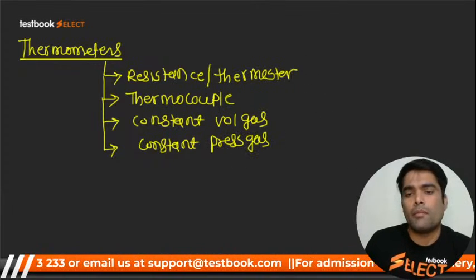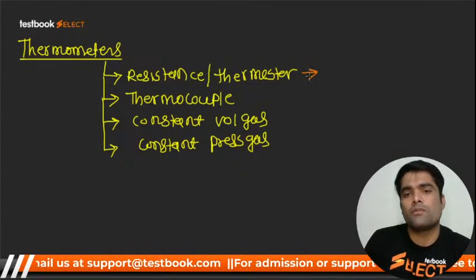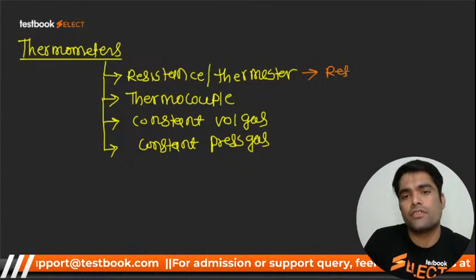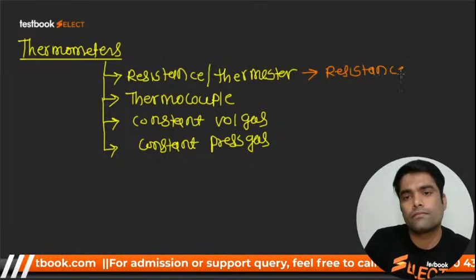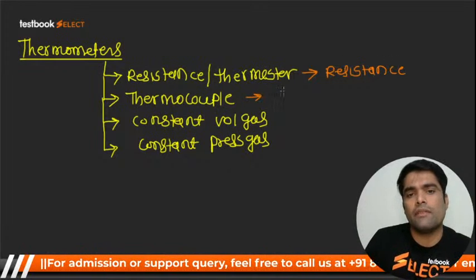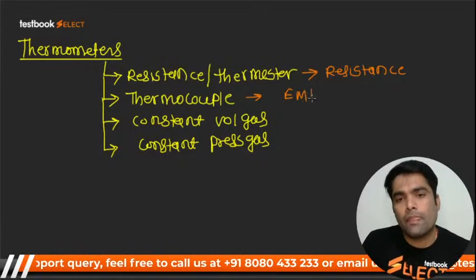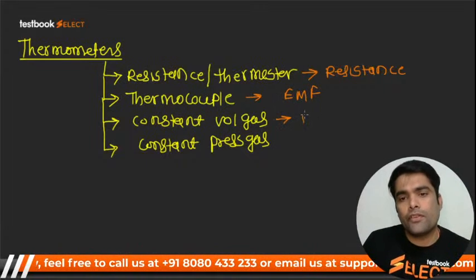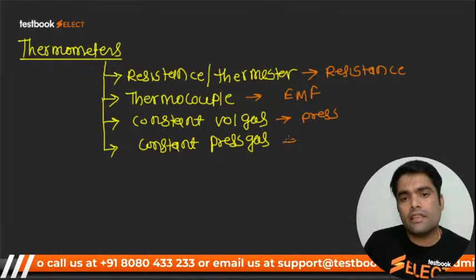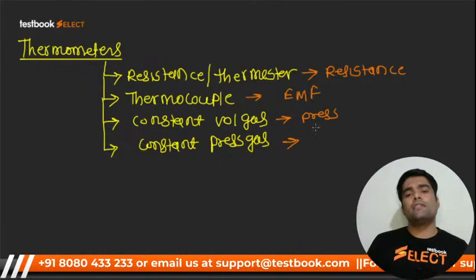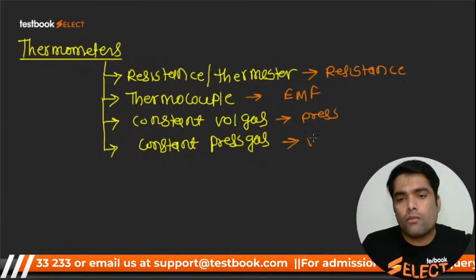Remember one thing. इसकी thermometric property is what? Thermometric property is resistance. It is having what, my dear? इसकी क्या होती है? हाँ जी, EMF. इसकी क्या होती है? प्रेशर. इसकी क्या होती है? Constant pressure gas, volume.